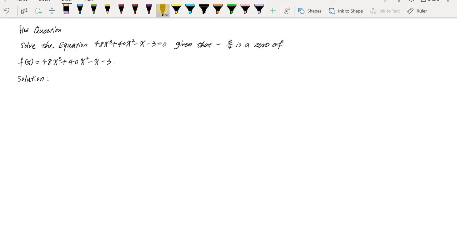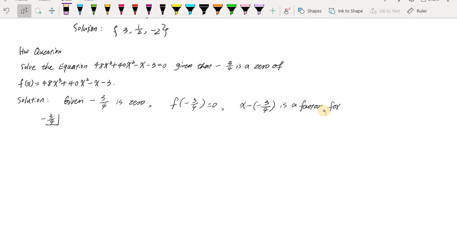So all we have to do is set up a synthetic division. We're going to put this 0, so negative 3 over 4, as our c. If you want to write it down, you could. Just like earlier, I write it down. Given negative 3 over 4 is 0, that means f of negative 3 over 4 must be equal to 0. This also implies that x minus negative 3 over 4 is a factor of f of x.